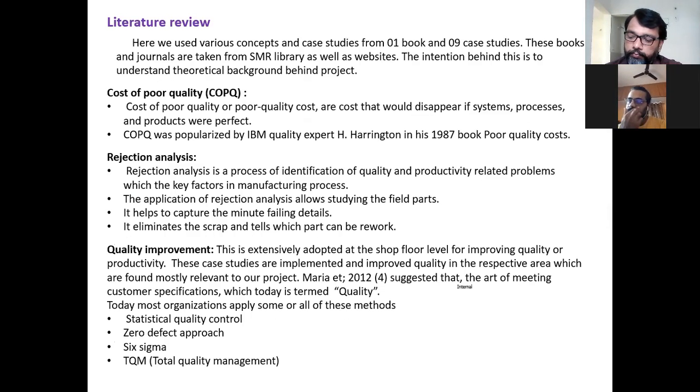So, literature review, should we explain completely, or as you wish? Okay. Here we used some of the quality tools.